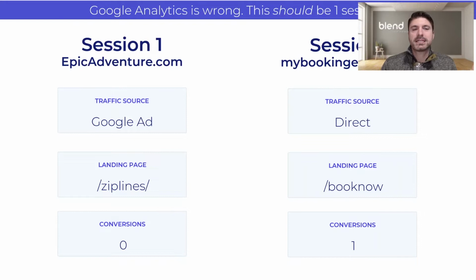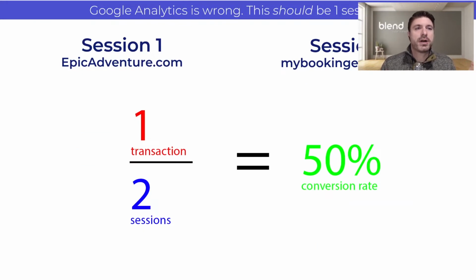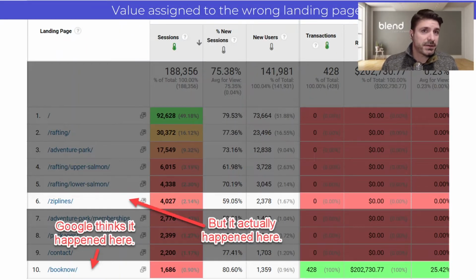If Google Analytics isn't explicitly told that a session can span multiple sites, it's going to assume that these sessions are completely different people coming from different sources. So that means that 2 unrelated sessions were recorded and 1 transaction was recorded. So instead of a 100% conversion rate for Jennifer's 1 session, we have a 50% conversion rate. And this conversion rate error impacts multiple reports. We already saw that Google Ads didn't get assigned credit for the transaction, but here's another problem. Google thinks that the session that converted started on, let's say, mybookingengine.com/booknow or something. So the zipline page looks like it's not converting.